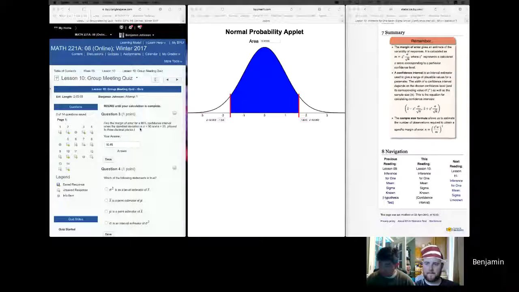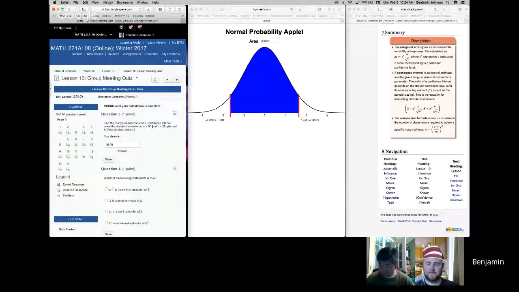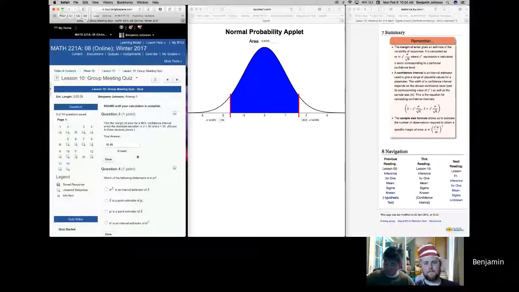So 1.6 times whatever this thing's called right here. Standard deviation. I think my mind was blanking. Standard deviation divided by the square root of 25. So what's the square root of 25? Is it 5? Yeah. So it's 10 times 1.645. So it's 16.45.